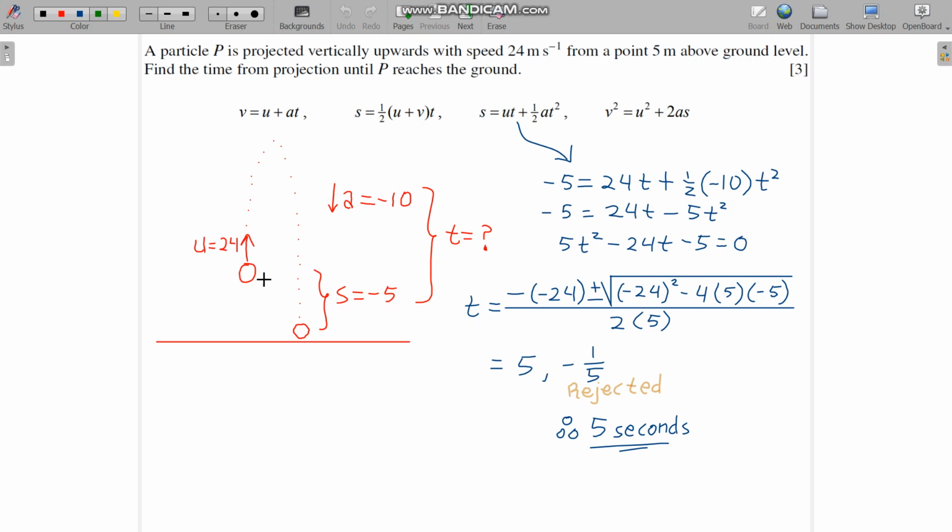We start counting the time when the object is launched. To find the time here, we can just use this formula, ut plus 1 half at squared. You plug in everything, use the quadratic formula, and of course time cannot be negative.